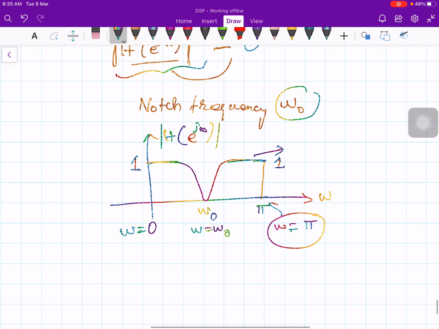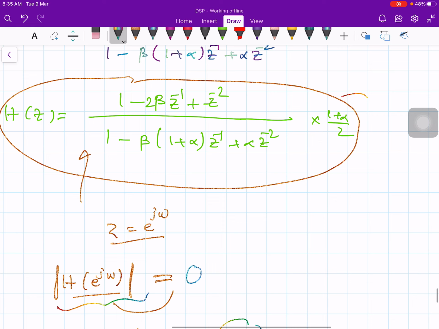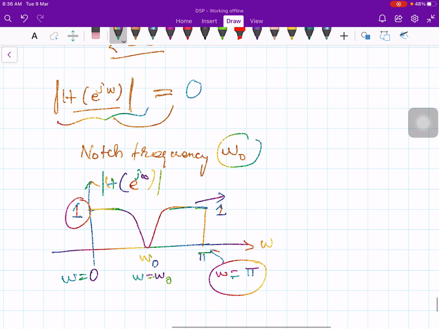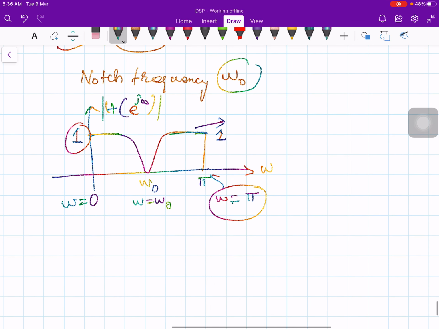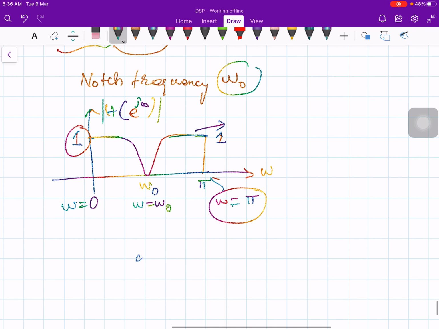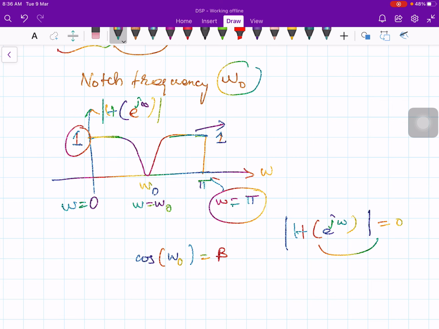That is why this normalizing factor comes. That scaling constant was introduced. If you don't introduce this scaling constant, then this maximum value would have been something else. And again you can show that cos of omega naught is equal to beta. How will you show this? You take the magnitude equal to 0, solve this, and then omega naught is equal to cosine inverse of beta.